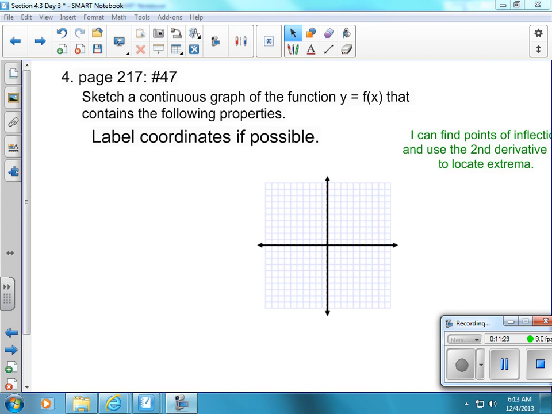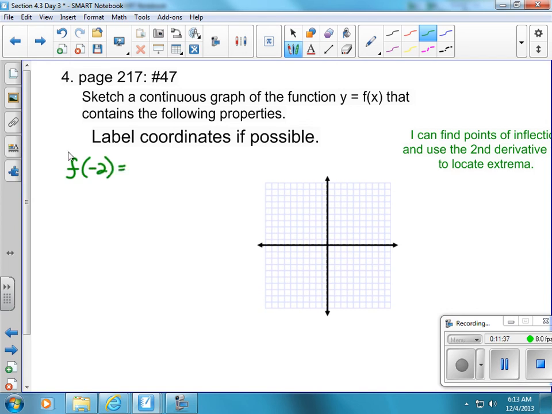I always plot what I know, okay? So this problem gives me 3 points. It says the function at -2 equals 8. It says the function at 0 equals 4, and the function at 2 equals 0. Those are 3 points. Graph them. -2, 8, there's a point. 0, 4, there's a point. And 2, 0. 3 points. Okay, we're off.